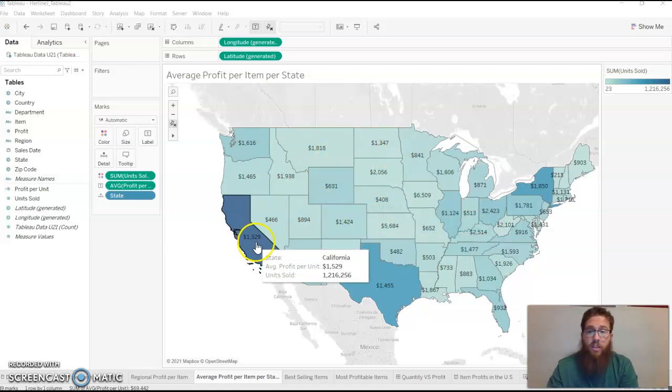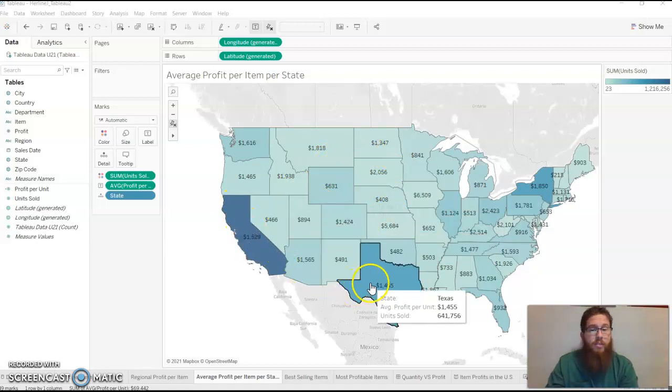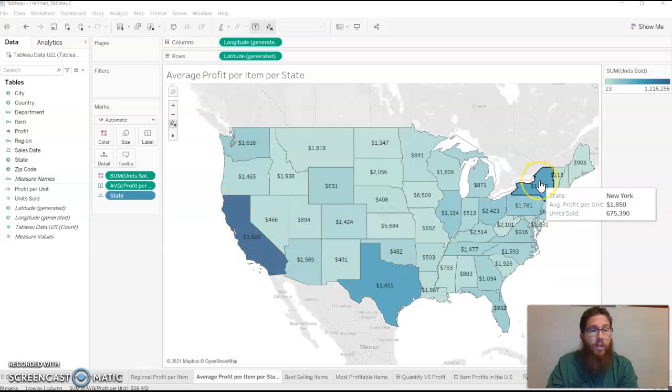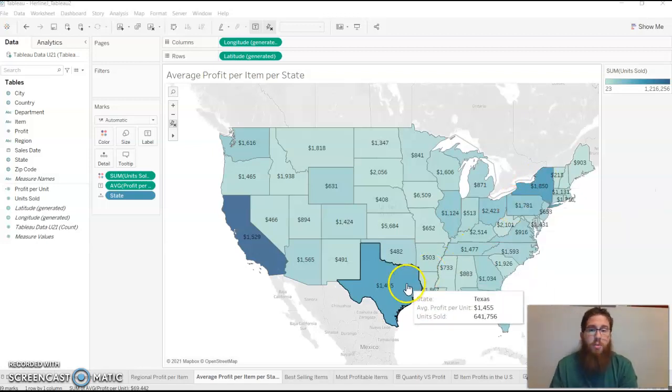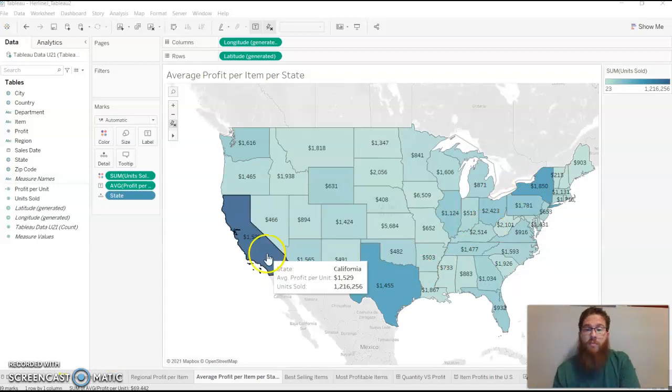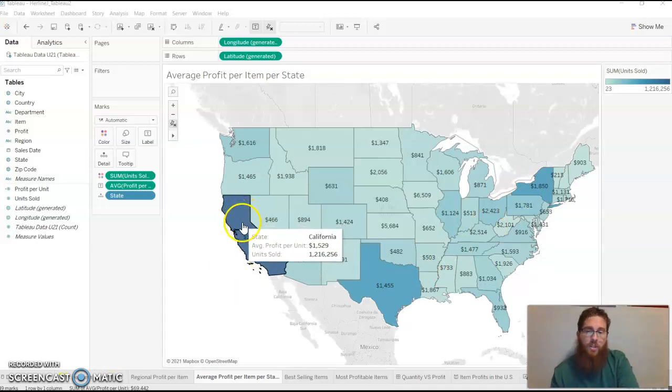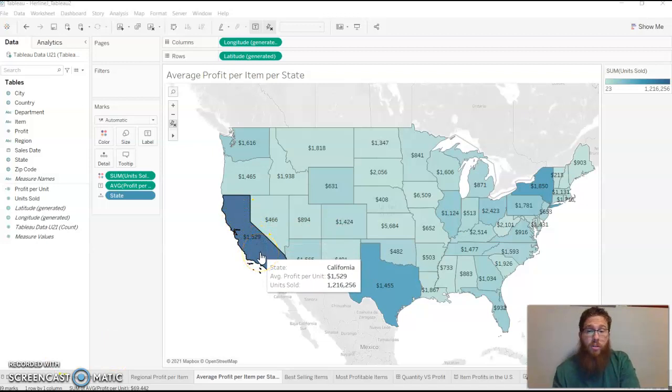What you will see, if you move to California, Texas, New York, states with a denser population seem to have more sales. And that would track. Higher population means more consumable goods are needed. If you hover over each state, you can see the total number of units sold and the average profit per unit.